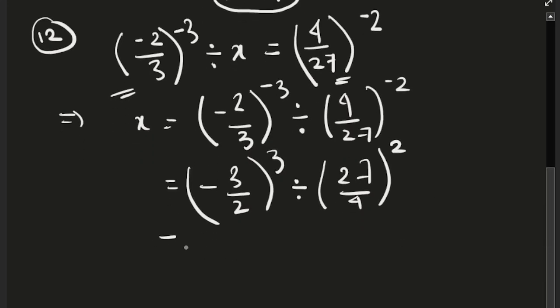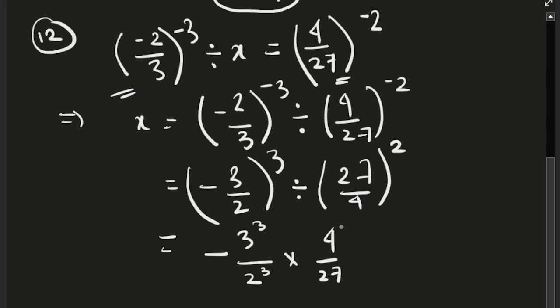Now after doing this, we have to omit this divide sign and make it multiply. So first, I can write minus 3 cube by 2 cube. An odd power of a negative number is negative. Then we write the multiply sign and make the next term reciprocal. The next term is (27/4) to the power of 2, we have to make it (4/27) to the power of 2.